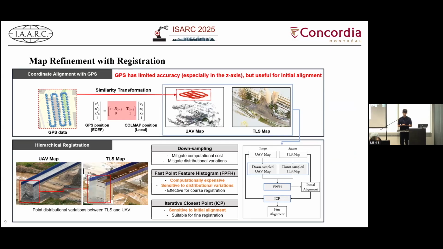And this is for step 2. We start with GPS-based coordinate alignment to roughly match the UAV and TLS maps. After that, we apply hierarchical registration. Both UAV and TLS maps are downsampled to reduce the computational cost and mitigate distributional variations. After that, we apply FPFH for coarse and global registration. And this step makes a very good initial alignment. So we apply ICP for further fine registration.